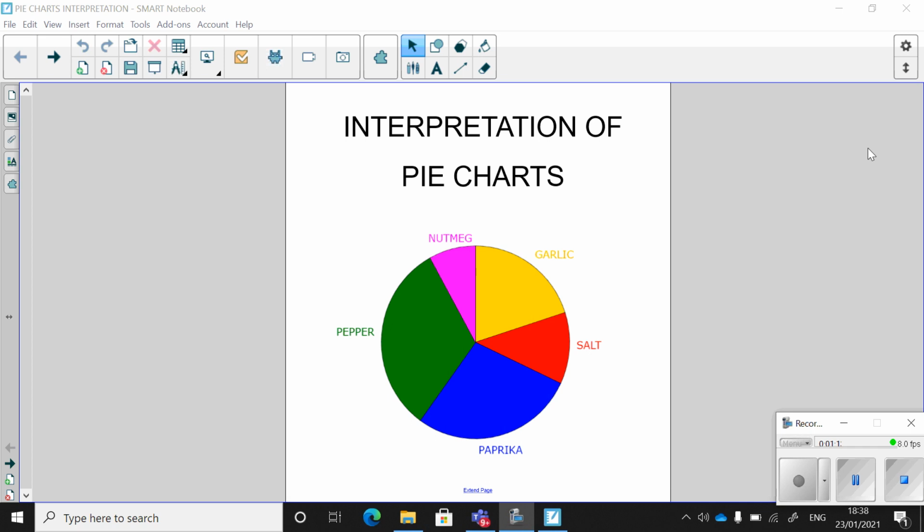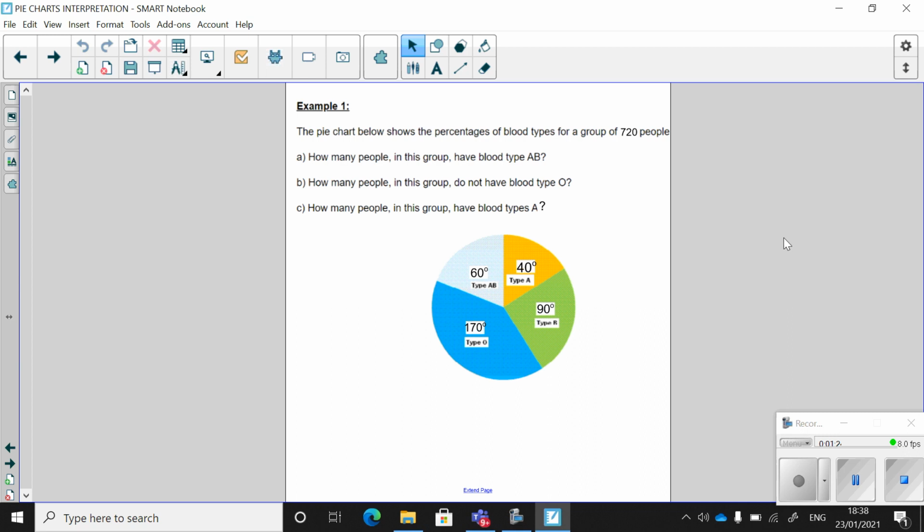So this is what pie charts are all about. It's the size of these slices here. It gives you an indication. So let's start going through this here.